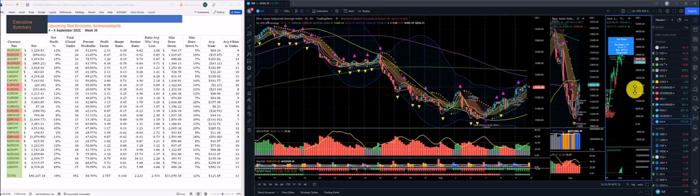S&P 500, no target on the strategic picture. NASDAQ, no target as well. And Dow, no target as well.